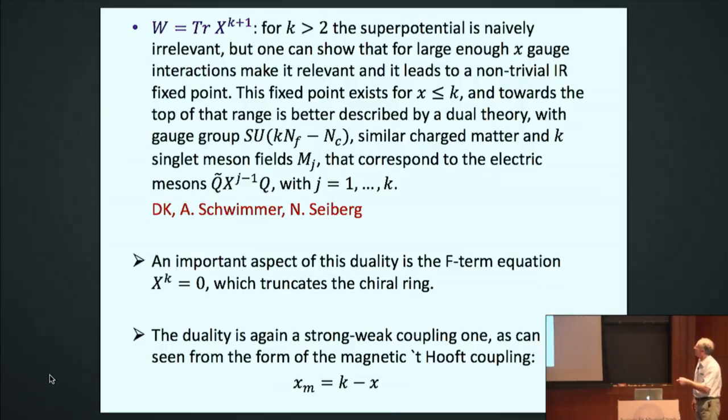In fact, here, again, the fixed point associated with this thing only exists when the coupling is below a certain value, and then you develop some runaway behavior as well. And again, an important element in this picture is that the F term of the superpotential imposes this constraint that knows about K, but does not know about the number of colors. And the duality in all these cases is a strong weak coupling one.